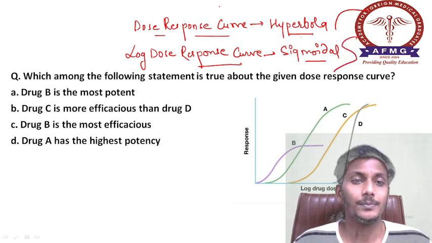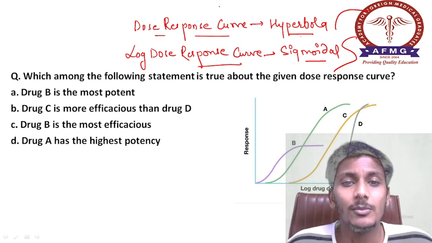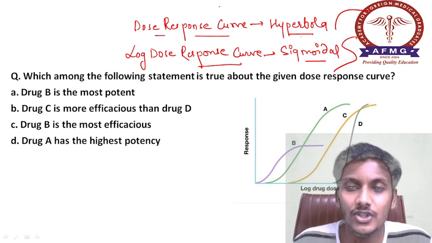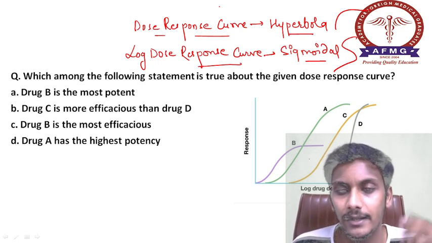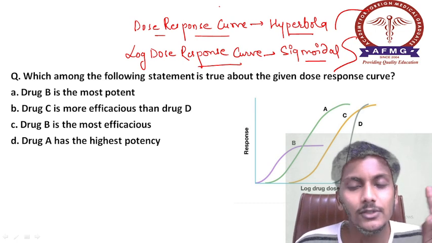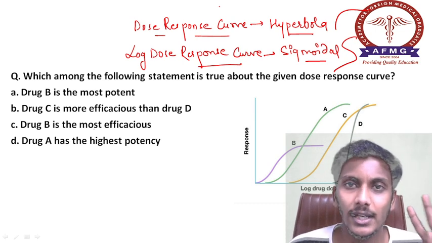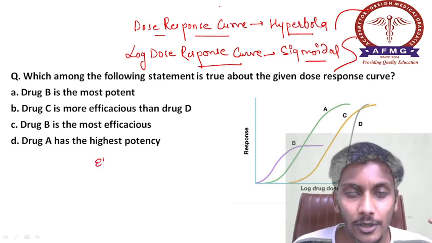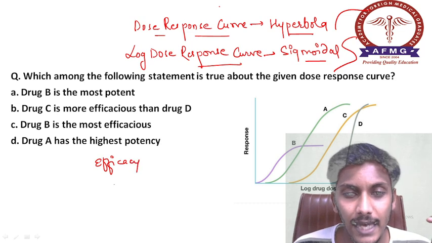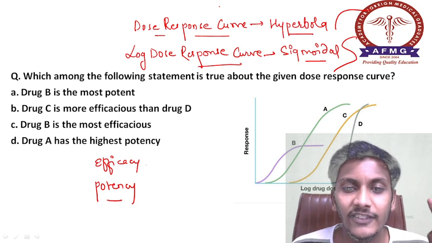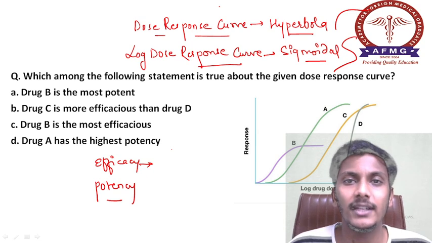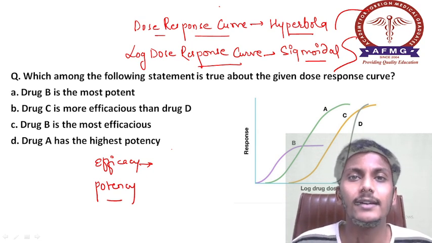The question was, which among the following statements is true? Let's see the log dose response curve given in the image. Here, four drugs are shown. In a log dose response curve we have to look at two important parameters, and these are efficacy and potency. To find efficacy, remember that the height of the graph corresponds to efficacy. The greater the height, the more efficacious the drug.